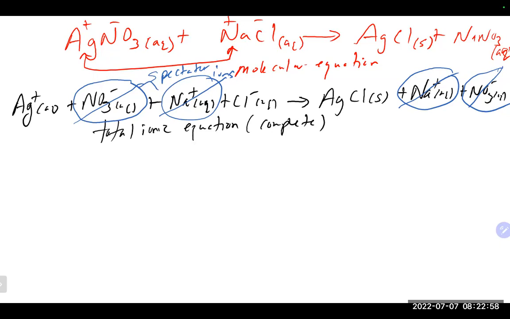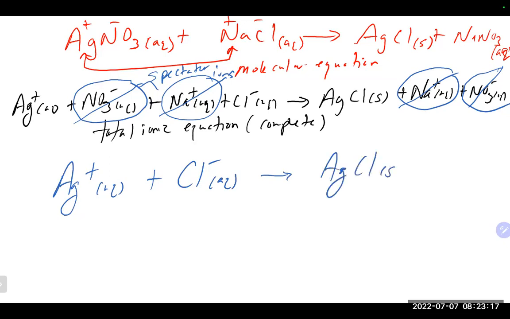If you find yourself that they don't completely cancel out, you either have a wrong formula or you did not balance the equation correctly. And what you're left with is the last type of equation we talked about, which means in this reaction, the silver ions floating around are going to find the chloride ions, and they're going to make silver chloride, which is the solid.